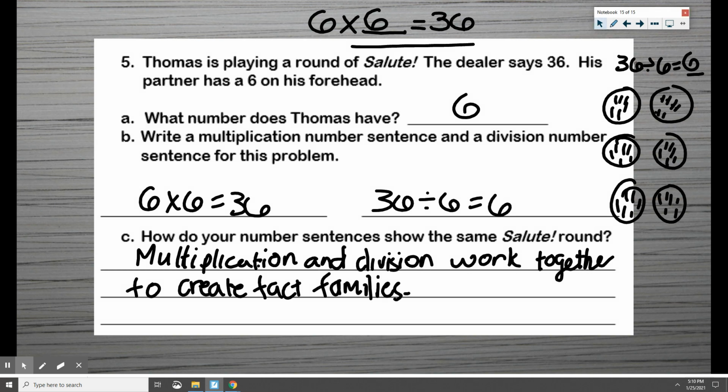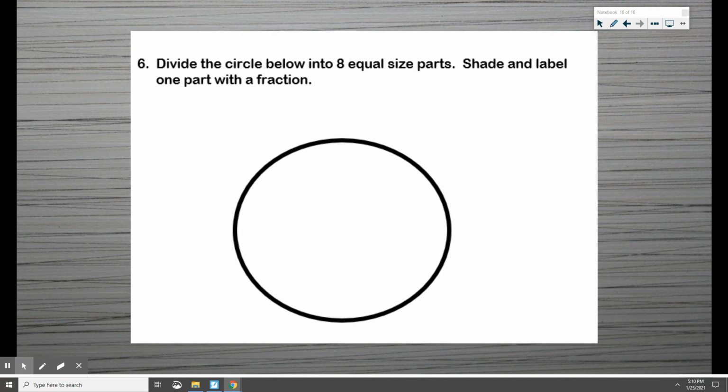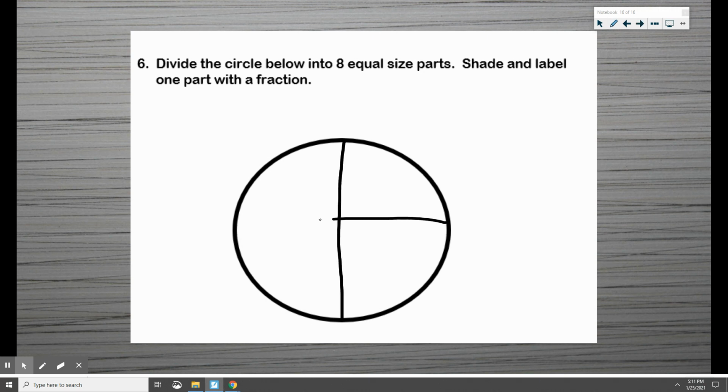Okay, well, let's look at the next one. It says divide the circle into 8 equal size parts, shade and label one part of a fraction. So first, when I'm going to do this, 8 is even, so I'm going to go down the middle. I'm also going to go across the middle, and then I'm going to draw my X for 8. So now I have 8 equal pieces.